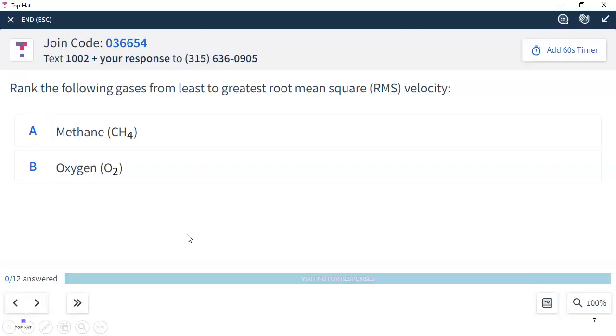I have two gases here, methane and oxygen. I want you to put them in the proper order from least to greatest velocity. So whichever one is the slowest should go on top. Whichever one is faster should go on the bottom.